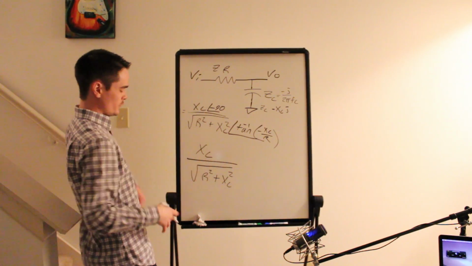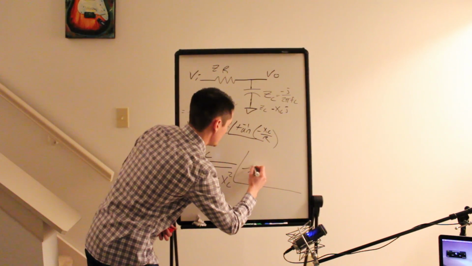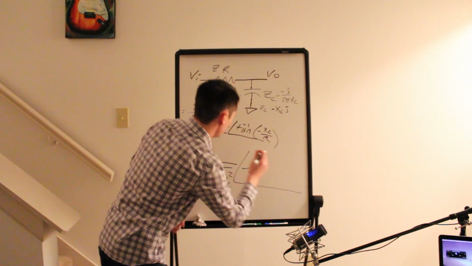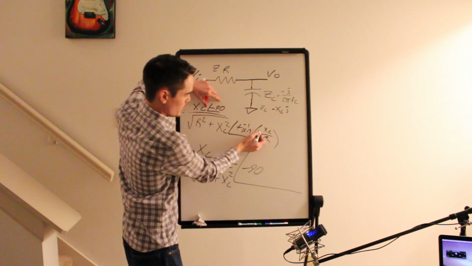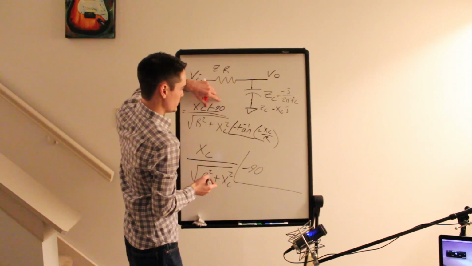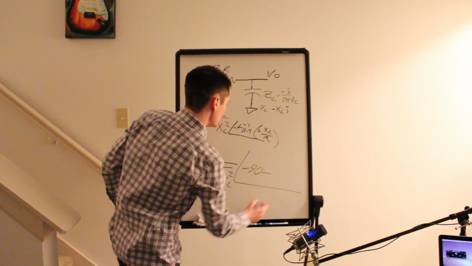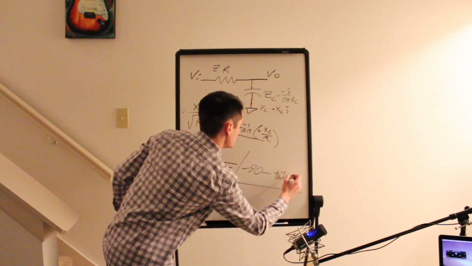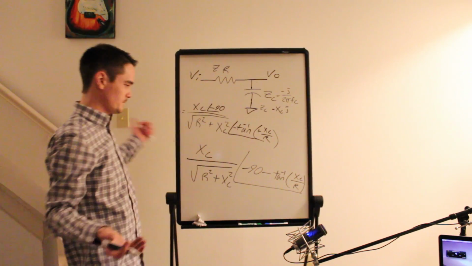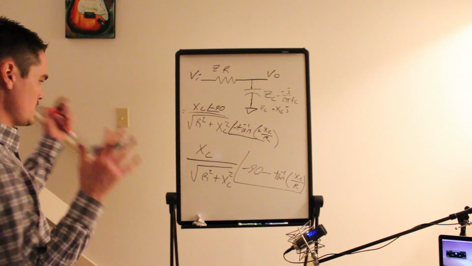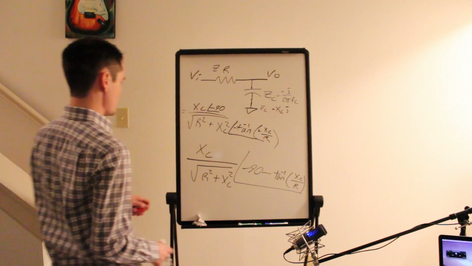The angle of this whole thing, or the phase shift, becomes minus 90. But then we have to combine these angles. So what you do is minus 90, then we could pull this minus out and put it in front here, so that becomes a positive. Minus 90 minus the tangent inverse of x of c over r. Okay, there it is. That's the whole thing. That's how you solve for the gain and phase shift of the RC circuit.